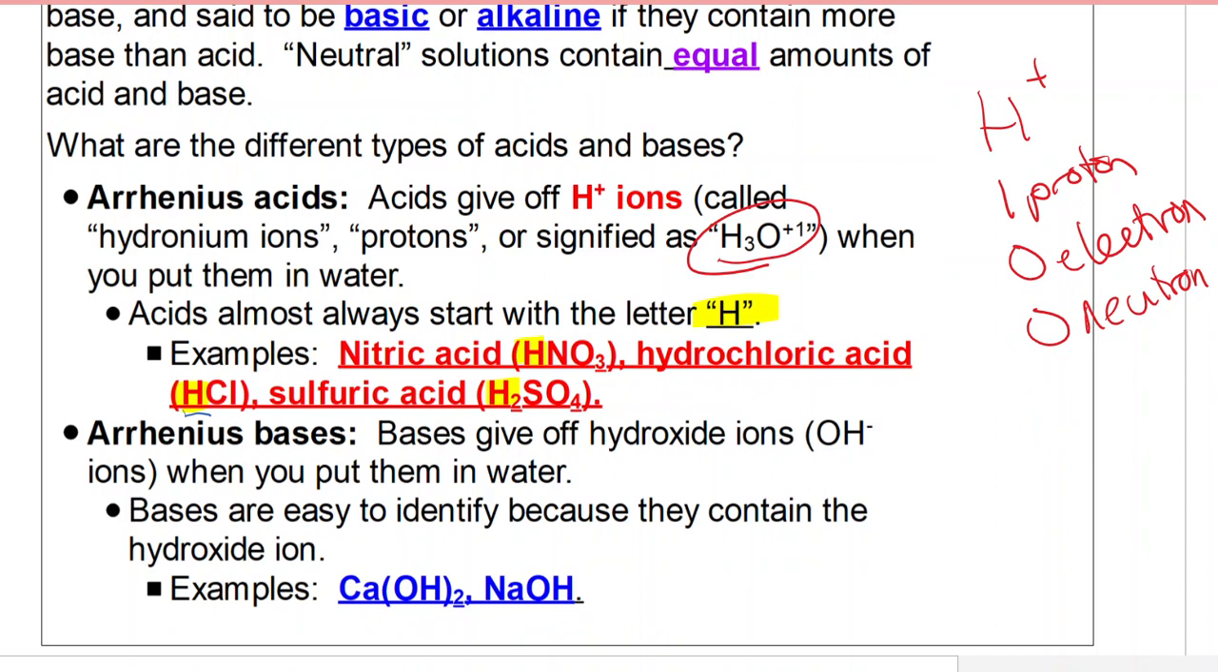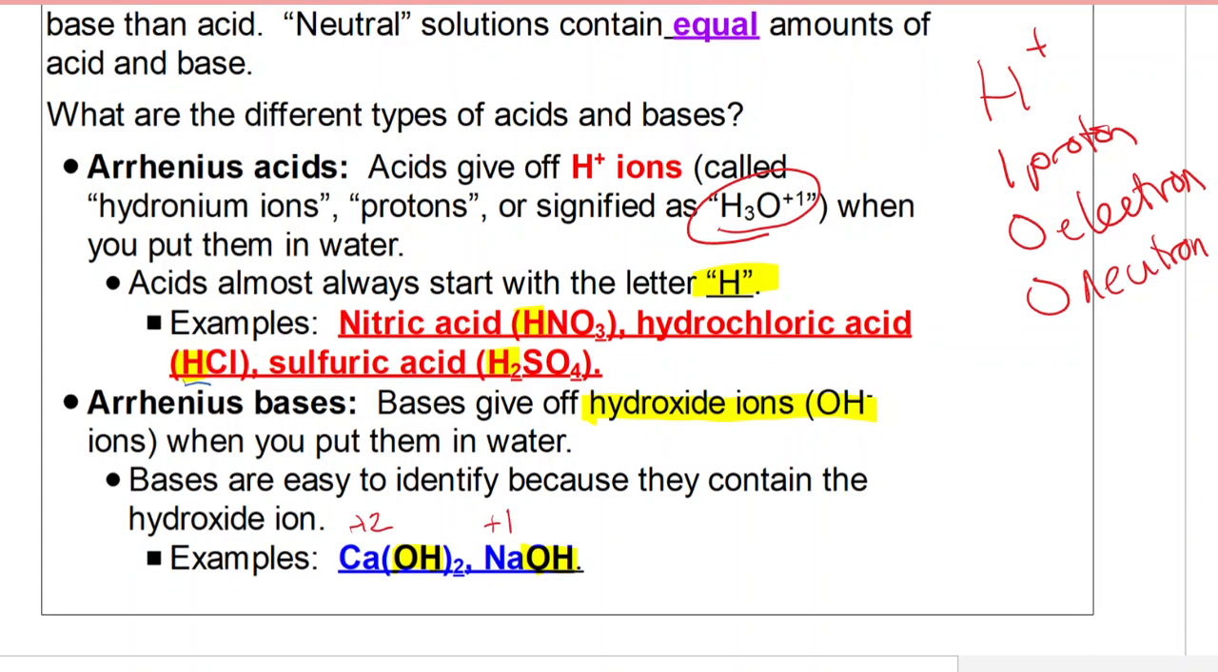Arrhenius bases, on the other hand, give off hydroxide ions, which are going to be the OH- when you put them into water. So bases are easy to identify because they're going to have hydroxide ions according to the Arrhenius definition. Just like before with nomenclature, the charge of your cation is going to determine how many hydroxides you have. So calcium has a +2 charge, so there's going to be 2 hydroxides. Sodium has a +1 charge, so that's why there's 1 hydroxide there.